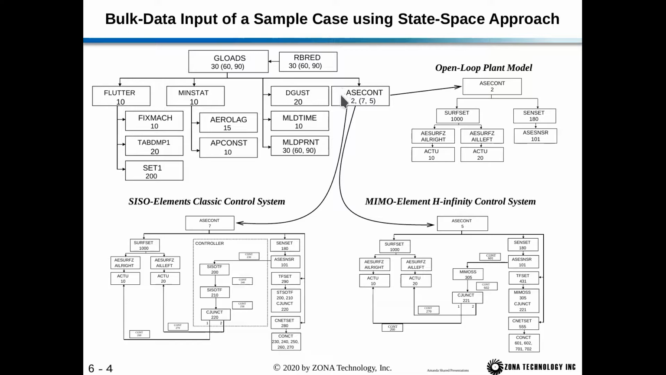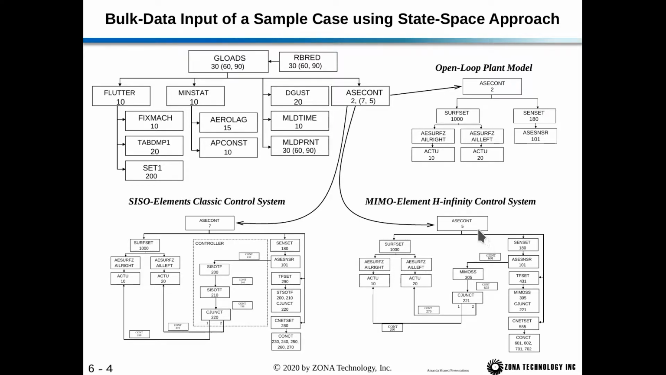Also, we can refer to the ASC controller card to define a control system. So two examples here. We have SISO elements of a classic control system. So you can see we've got multiple SISO TF elements here defining a closed loop controller. So we have an ASC sensor feeding into our controller, feeding back to our actuators.